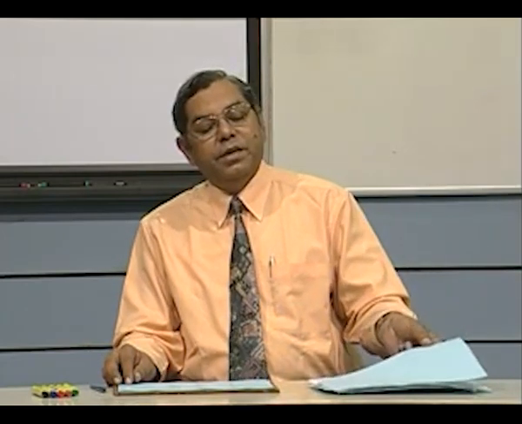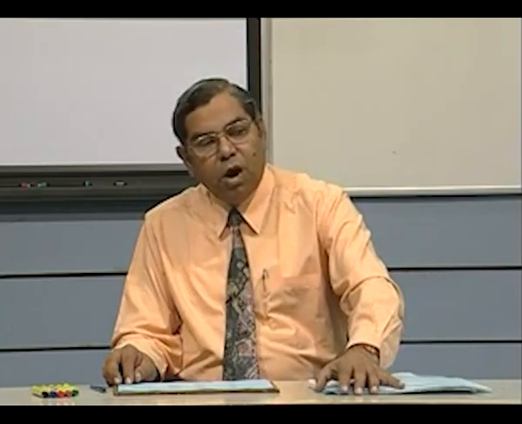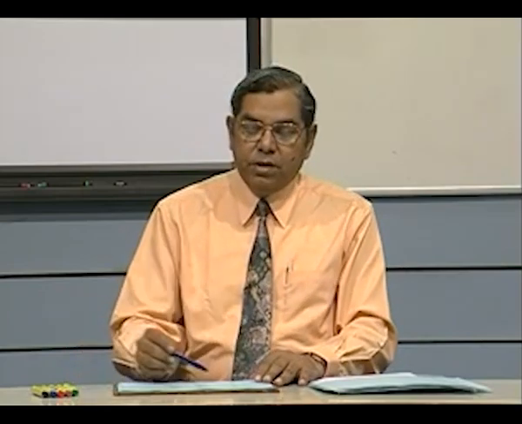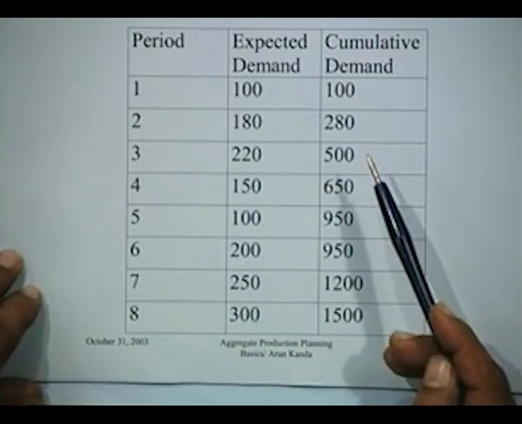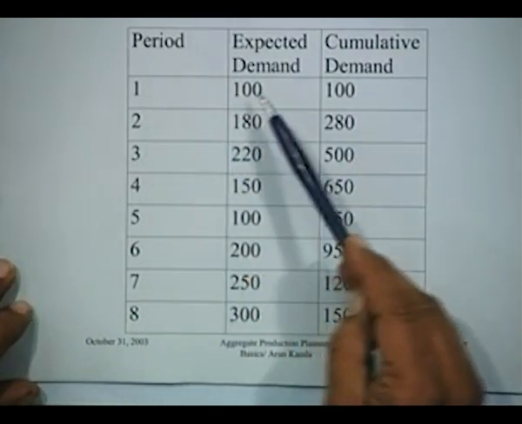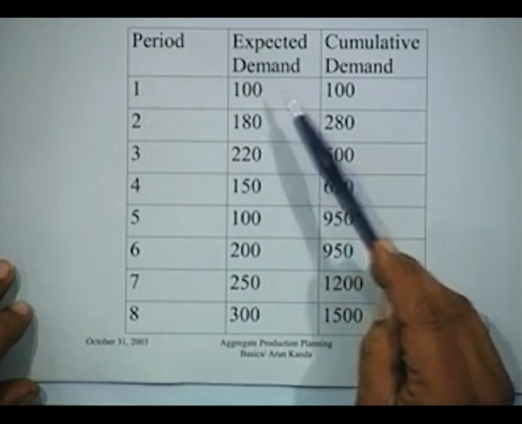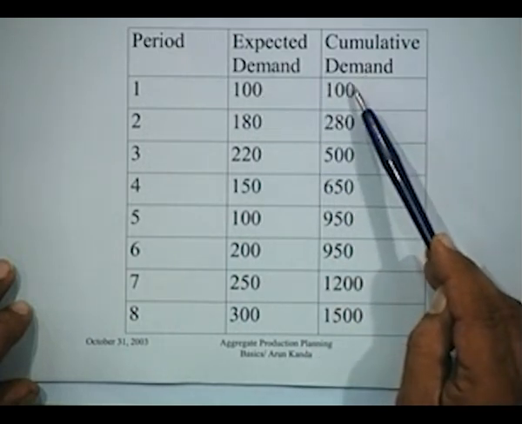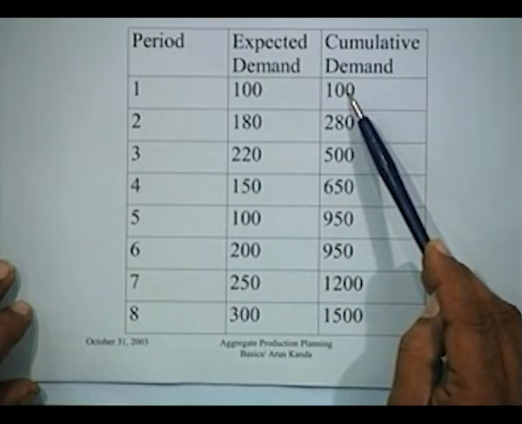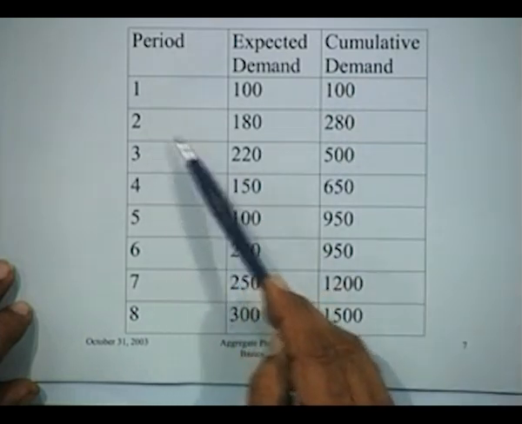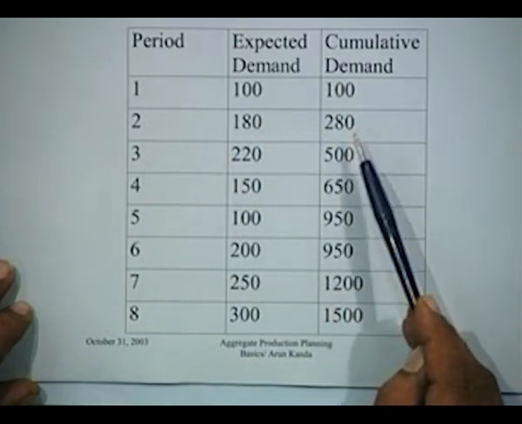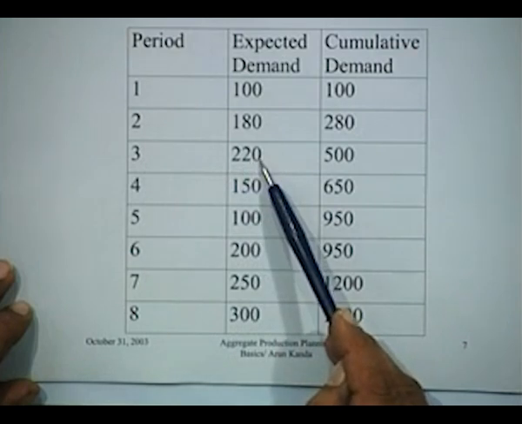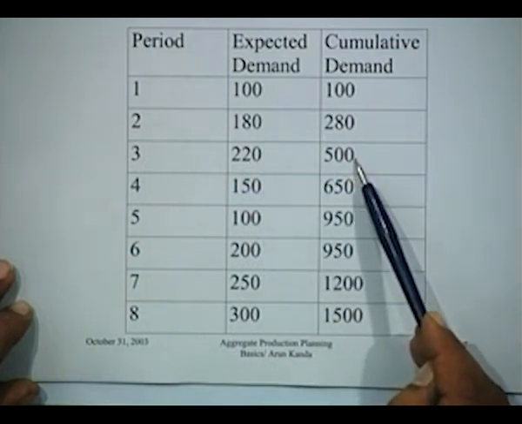Let us now take a simple example to show how aggregate production planning could be done. Suppose that we have data on demand for the next, let's say, 1 year. So during the first period the expected demand is 100, and I also have a cumulative demand figure which tells me what is the cumulative demand up to the end of that period. So in the second period the demand is 180, the cumulative demand is now 280, and so on. In the third period the demand is 220, so this added to 280 will give me 500.